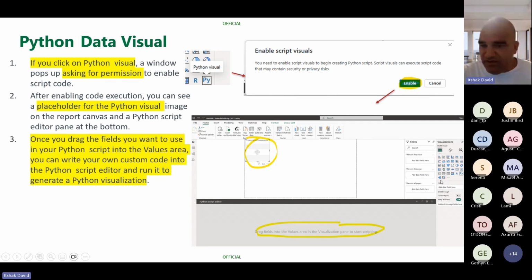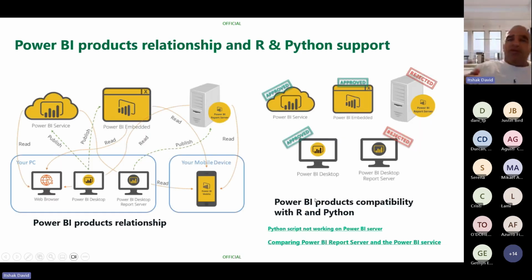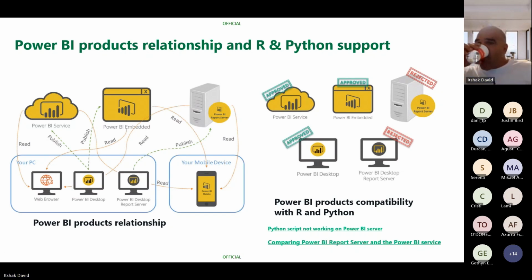And then you can drag all the fields here and you write your own custom code. So Power BI product relationships are Python support. You can see all the relation between the products, but the bottom line, we can use Power BI, Power BI service, Power BI embedded, and Power BI report server, which is an on-premise installation which comes with SQL Server.